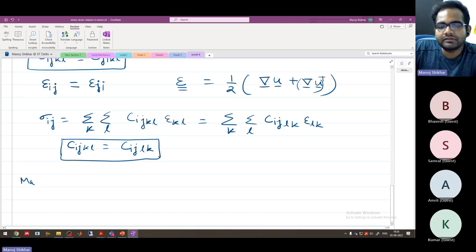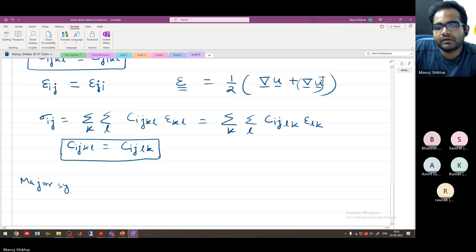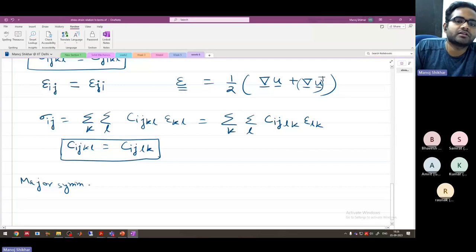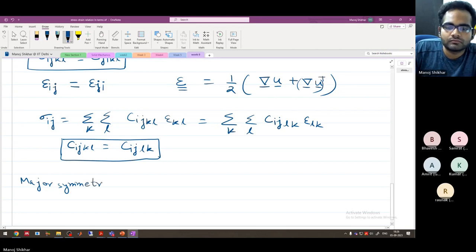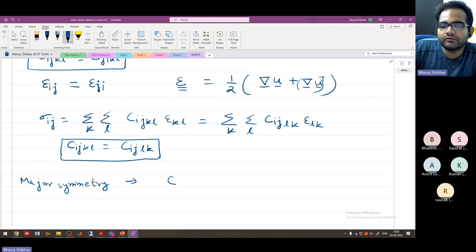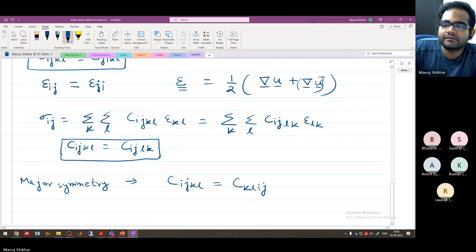And from major symmetry, I will directly write this one. Its proof is really long and sir has already done this in class. From major symmetry, what do we have? We have Cijkl equal to Cklij.